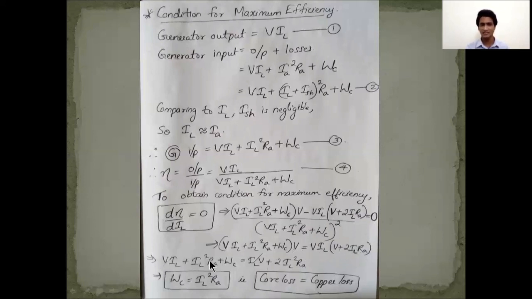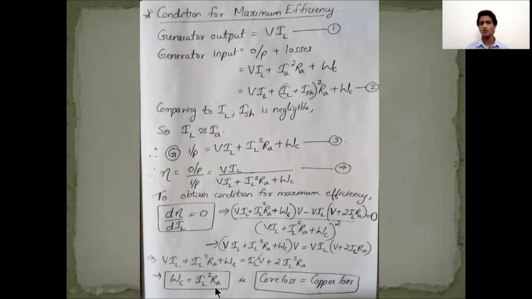V cancelled, then VIL plus IL square RA plus WC equals VIL plus 2IL square RA. That means VIL and VIL get cancelled. Then what we get? WC is equal to IL square RA. That means constant loss is equal to copper loss.